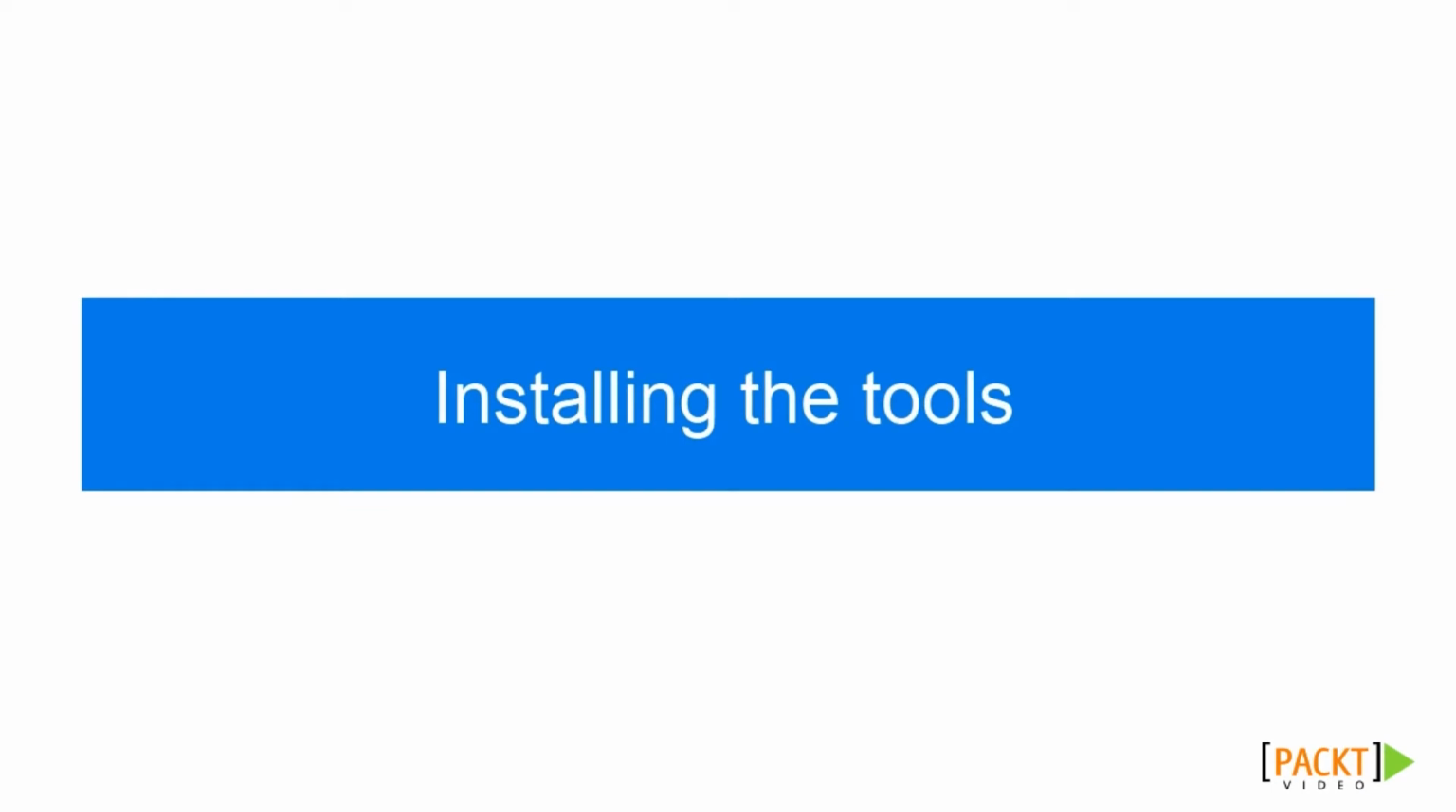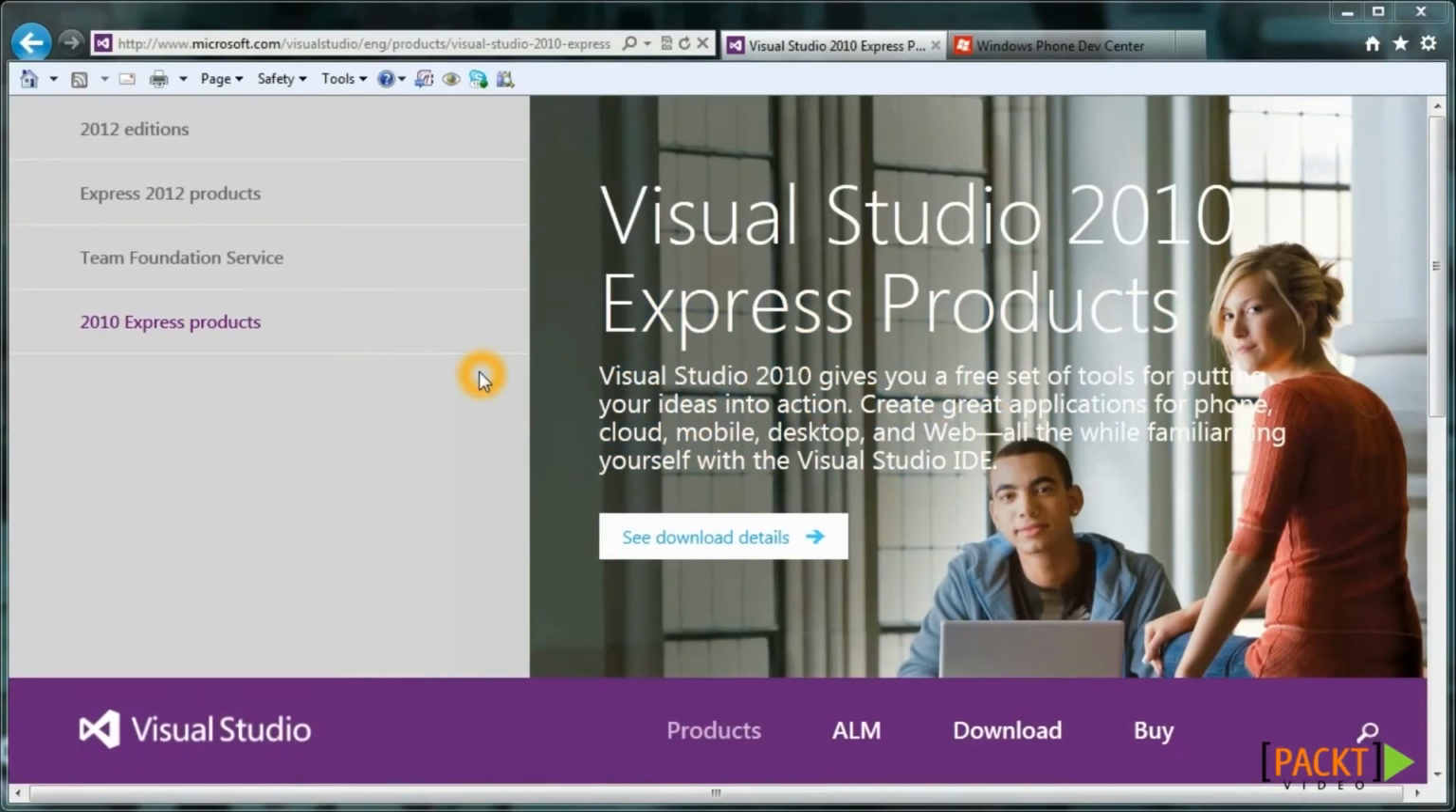In this video, we'll install the XNA framework and XNA Game Studio 4.0, which is our main development environment. We can download XNA Game Studio from the App Hub. But before we do that, we need to install Visual Studio 2010. This is because XNA Game Studio is a plugin for Visual Studio. Note that it has to be the 2010 version of Visual Studio.